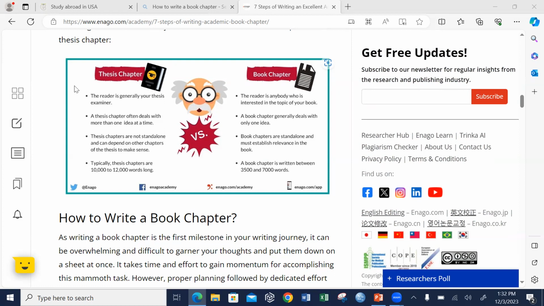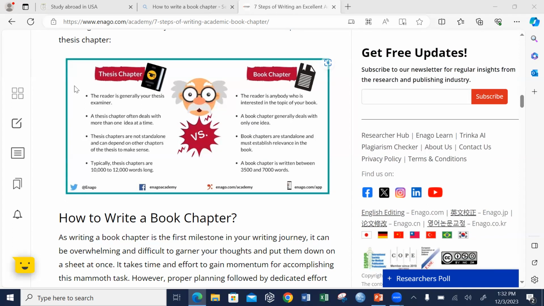Then thesis chapters are not standalone and can depend on other chapters of the thesis to make sense. But book chapters sometimes are standalone, sometimes they are interconnected, but the majority of book chapters are standalone and must establish relevance in the book, why it is relevant in that particular book. But remember that the heading that you give to the chapter must summarize the entire chapter. It should capture the importance of the chapter in that particular book. So it's very important to take note of that.